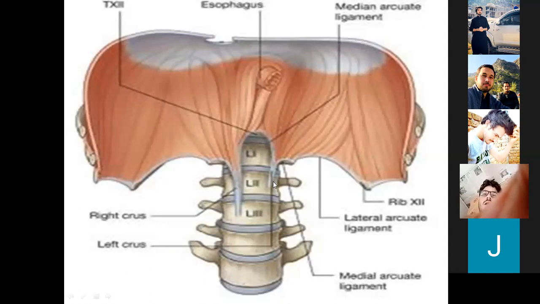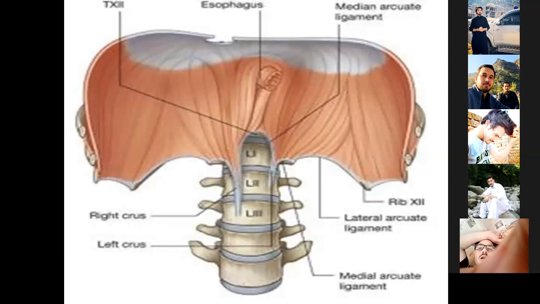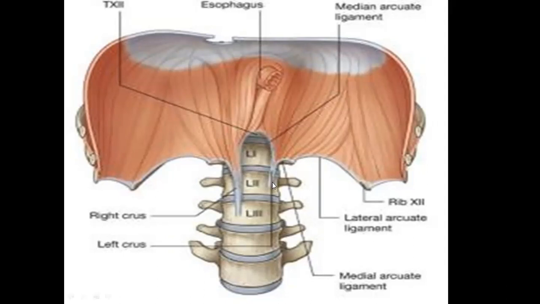Medial arcuate ligament extends from the lateral surface of the body of L2, or second lumbar vertebra, to the tip of the transverse process of L1. This is where the pointer is pointing. This is the transverse process of L1. The medial arcuate ligament extends from the lateral surface of the body of the second lumbar vertebra to the tip of the transverse process of L1 on either side. This one is the medial arcuate ligament extending from the body of L2 to the tip of the transverse process of L1.